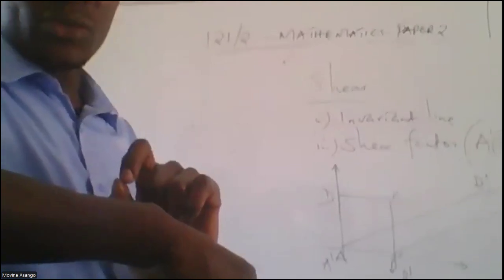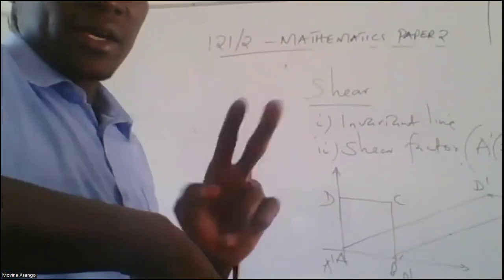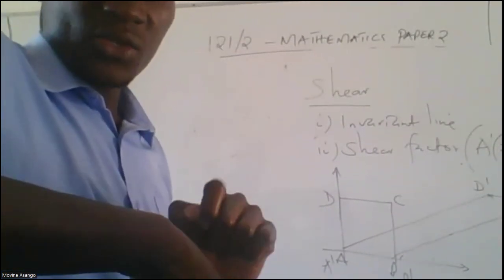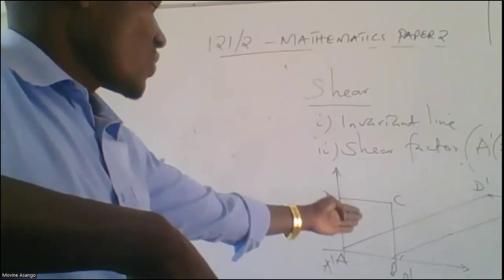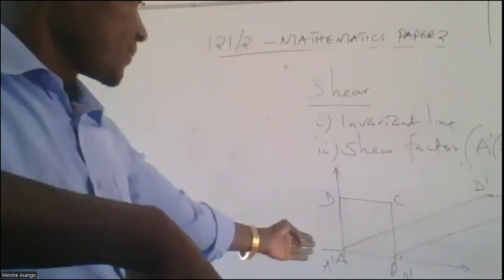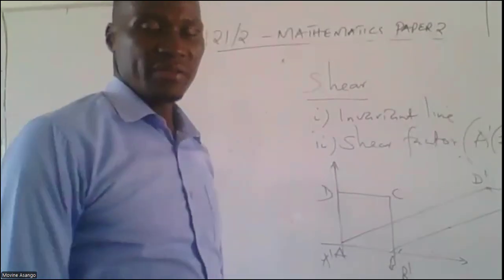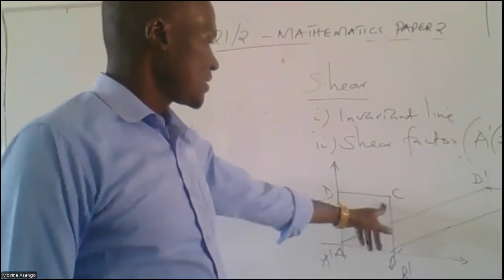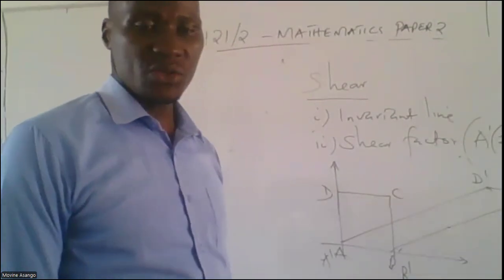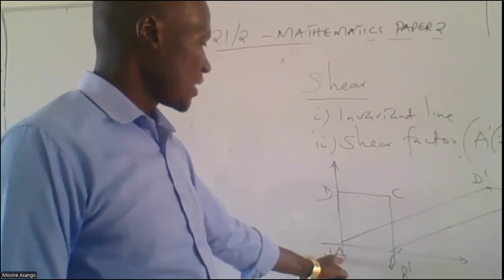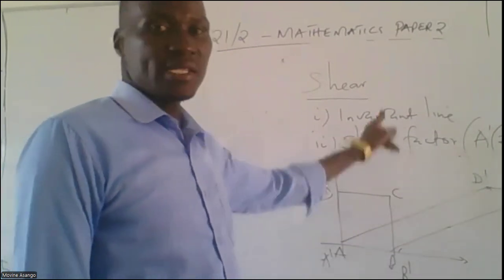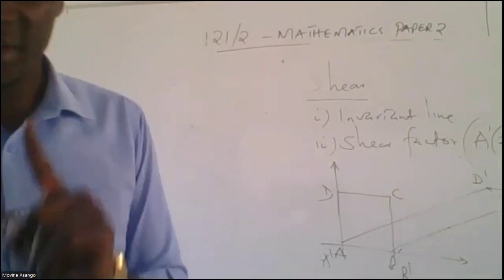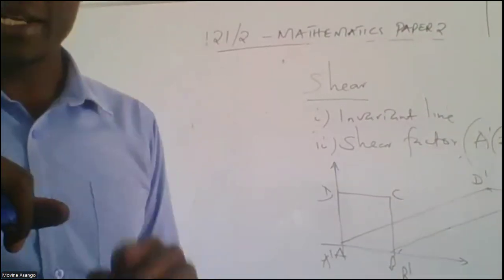The easiest way to identify the invariant line is to check any line on the object that is not on the invariant line. This is a square. A square has 4 sides. Line AB is on the invariant line. Line BC is parallel to the invariant line. I'll not use it. So what will I use? I'll use AD or BC, lines that are not on the invariant line, or not parallel to the invariant line.